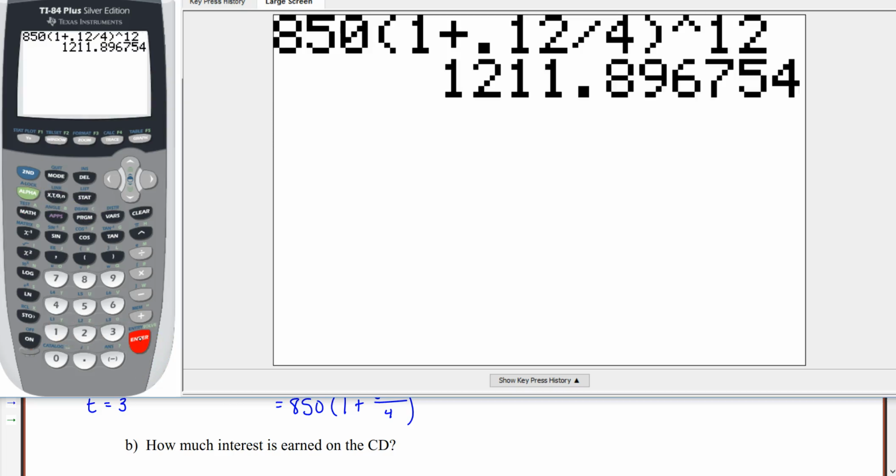Okay. So the account then at the end of 3 years is going to be, looking at this, $1,211, and rounding to the nearest penny, since this is 5 or bigger, that's going to push that up, which then is going to push that up, so then it would be 90 cents.